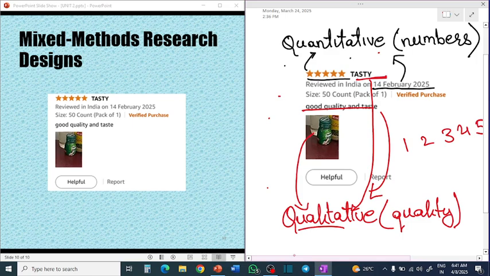The date is quantitative data. The 50 count is given. Pack of 1. These are all quantitative data. The picture will belong to the qualitative data, and the review which is given, good quality and taste, that will all be qualitative data. So when quantitative and qualitative data both are used for explaining a particular research, it is known as mixed method research design.